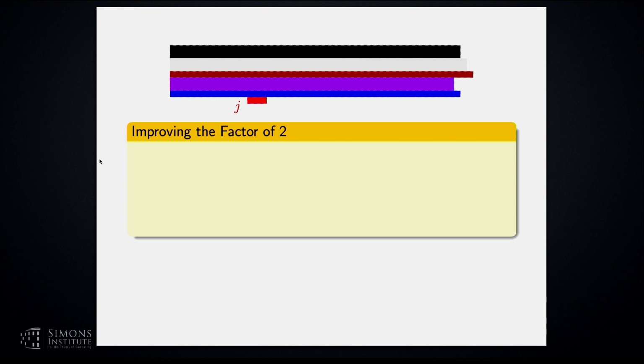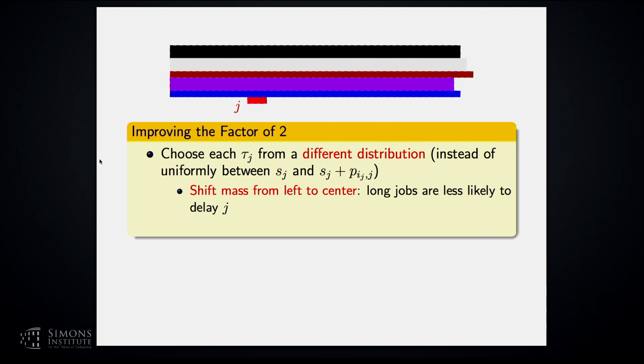You can see this job j must have small length, while all those other jobs have a big length. So what we are doing is trying to increase the probability of j being scheduled before those jobs, by shifting the mass of the distribution from the left to the center. If you shift some mass from the left to the center, j will be more likely to be scheduled before those jobs. But on the other hand, I need to not increase the expected value of tau j conditioned on Ij and Sj. Remember, originally it's Sj plus Pij over 2. I still need to make sure this bound does not increase.